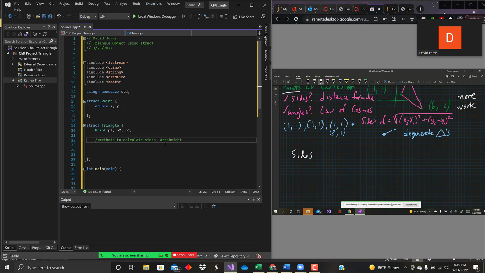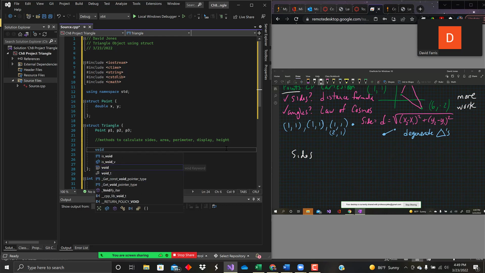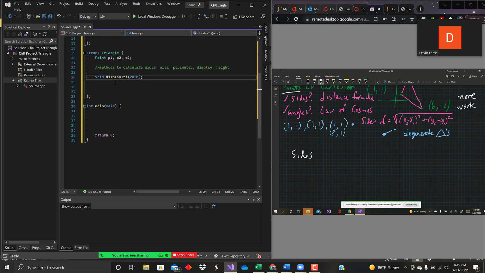Area. Perimeter. Area is a good one. Perimeter is a good one. In fact, we probably need perimeter for area if we're doing that Heron's formula. So you should probably have one for displaying out what we got, right? So, let's do the display first. That's easiest. It doesn't need to take anything. Void display. And we'll prototype it here, and make some room so it's easy to do down here.